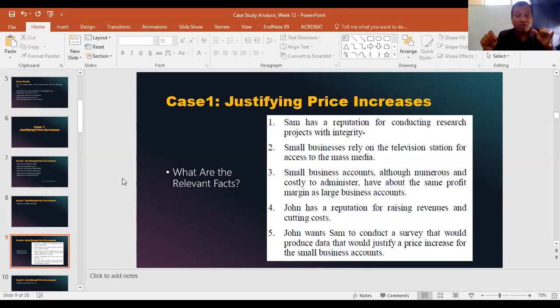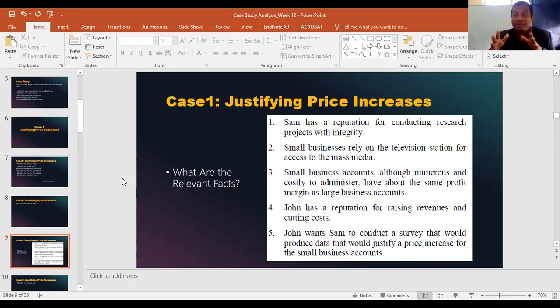What about John? John has a reputation for raising revenues and cutting cost. Yes, that is the fact. John wants Sam to conduct a survey, an ethical survey. That is the issue here, right? But John wants Sam to conduct a survey that would produce data that would justify a price increase for the small business accounts. That is the fact. There could be a number of facts, but these facts are relevant for the discussion.